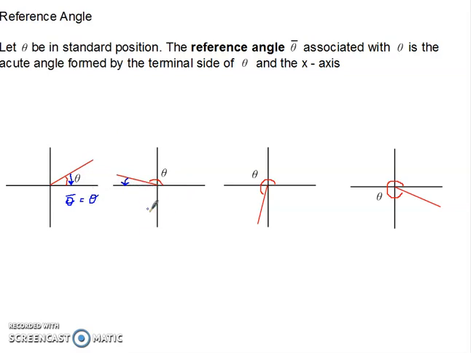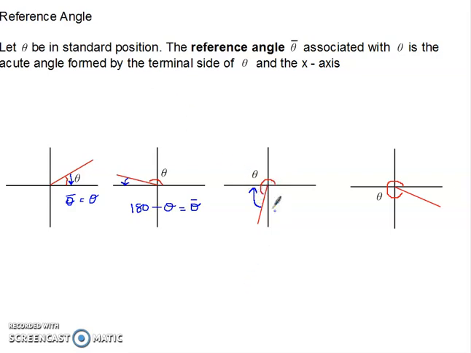So in the second quadrant, our reference angle is actually going to be that full 180 degrees minus our angle theta. If I take that full rotation and subtract out that red angle, we'll be left with our little blue reference angle.